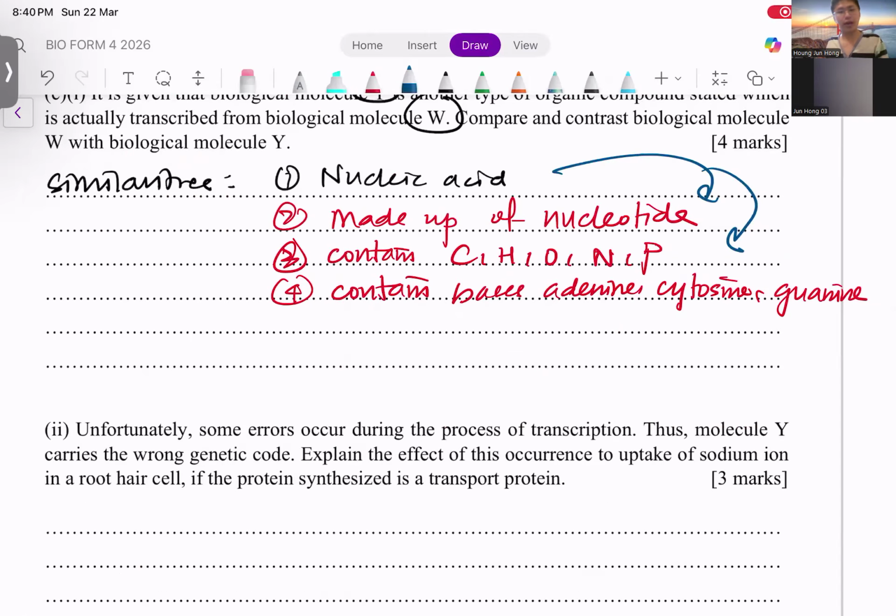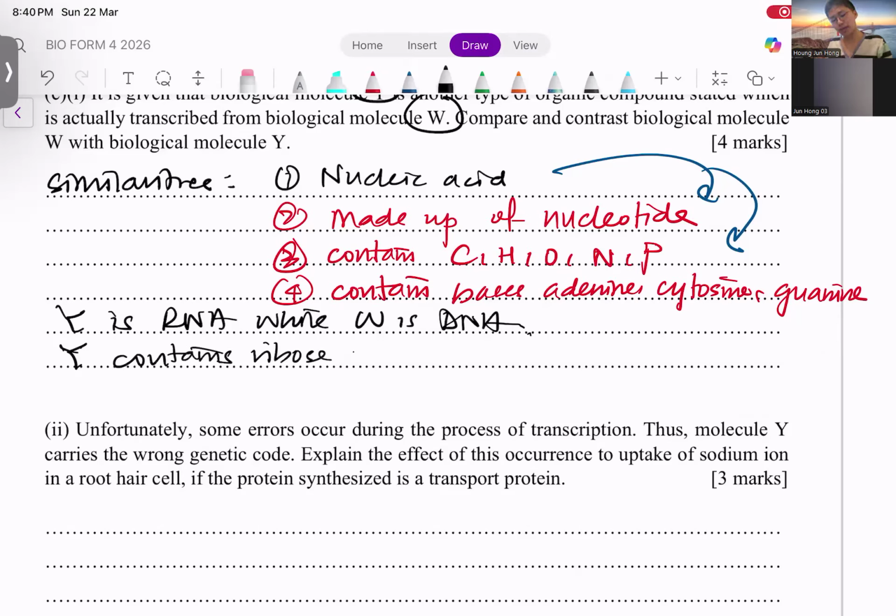In DNA, you have that few. ACG is the same. Now let's talk about the differences. First of all, the name. R is RNA, D is DNA. The main difference: why is it RNA? Because RNA contains ribose sugar. The name literally says ribonucleic acid.